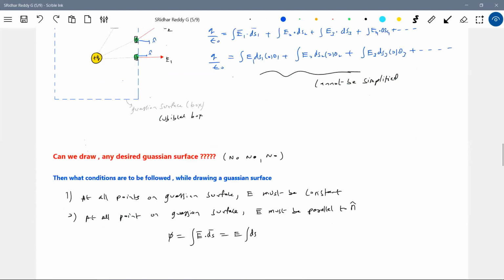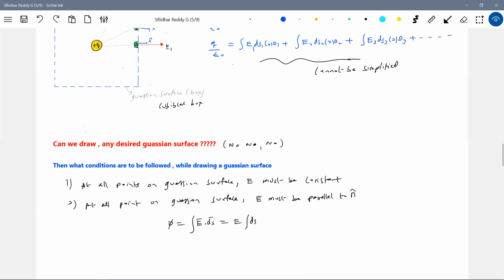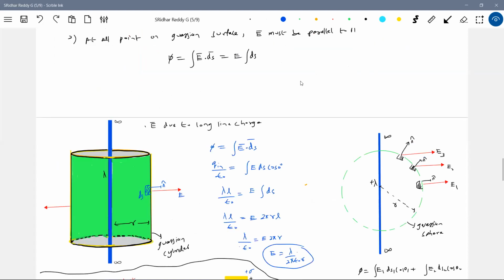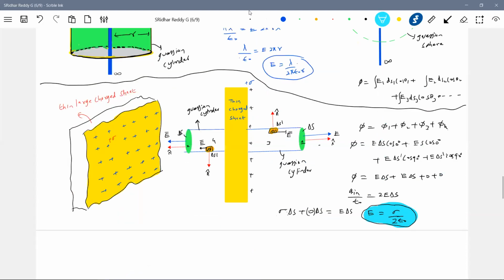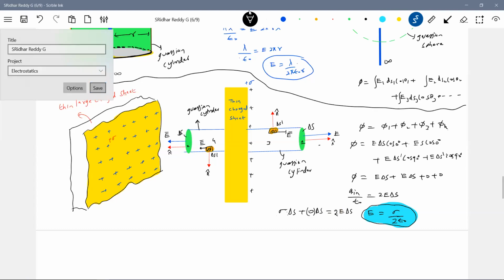Just some logical thinking, that's all you have to understand. This is like a tool. It's not a concept, it's a mathematical tool, which will really help us a lot to find out the field due to charge systems. Then will you really thank your physics teachers? Thanks for introducing such a great tool.